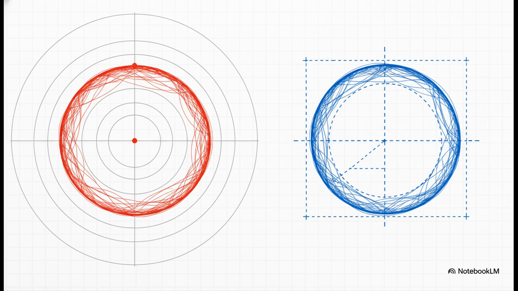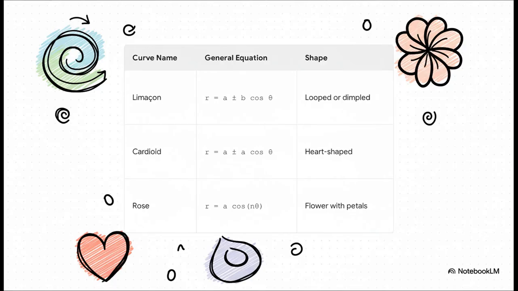Now, think about the equation for the same circle in rectangular coordinates. It'd be something like x squared plus (y minus 2) squared equals 4. I mean, so much clunkier, right? The polar equation is just elegant. And listen, circles are just the beginning. There is an entire zoo of these beautiful polar curves.